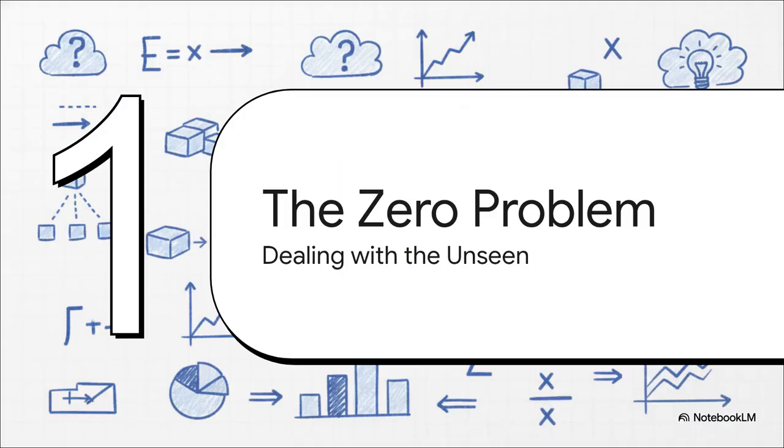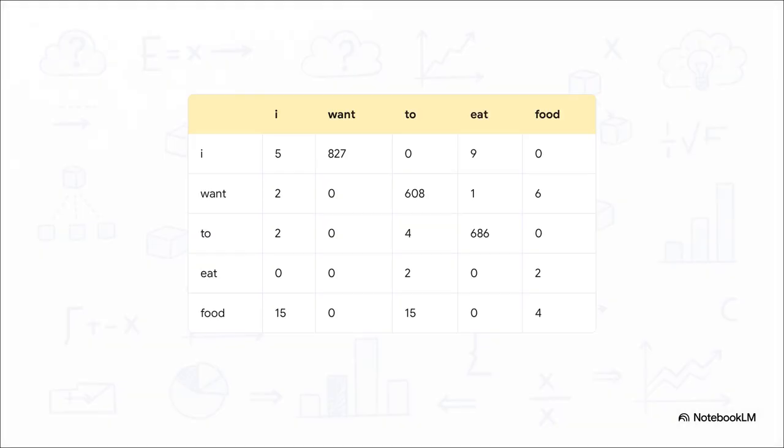All right, part 4, the zero problem. How we deal with the unseen. So we now know how to count n-grams and measure our success. But we hit another huge roadblock when our test set includes perfectly acceptable English phrases that just happen to never appear in our training data.